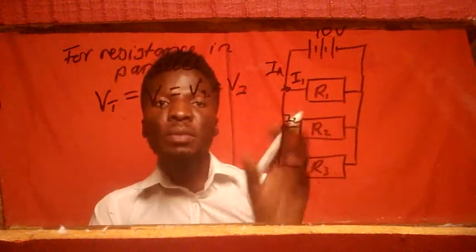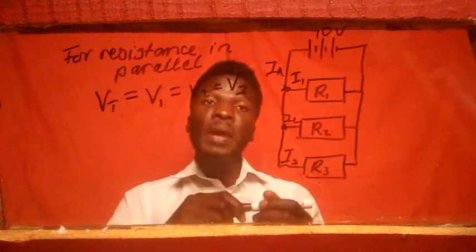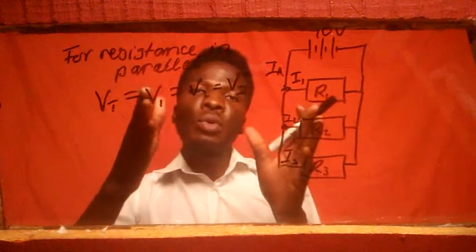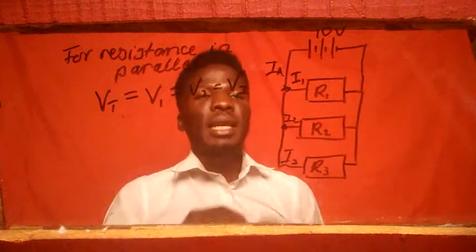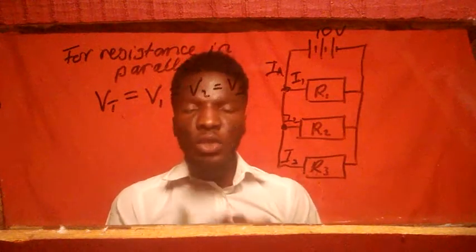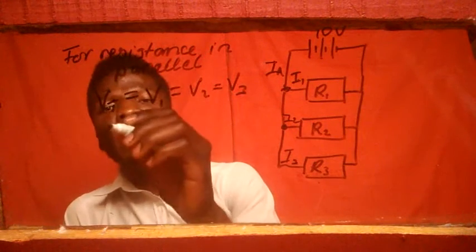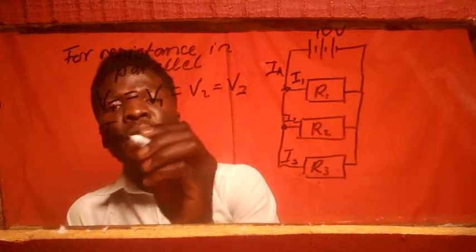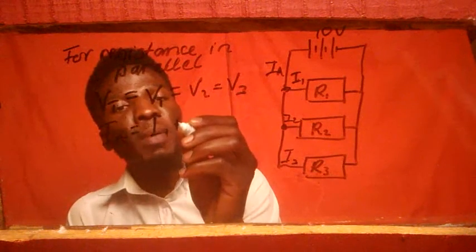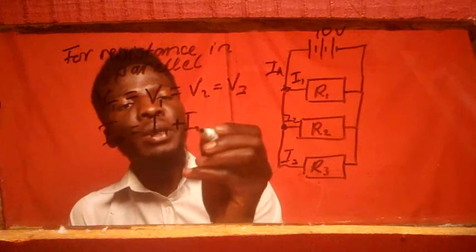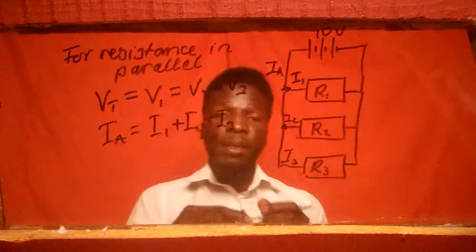So from there we can see that the current reading at the ammeter will just be the sum total of all the currents in the circuit. So in trying to come up with an equation, we can simply say the current reading at the ammeter will be equal to the current at resistor 1 plus the current at R2 plus the current at R3.